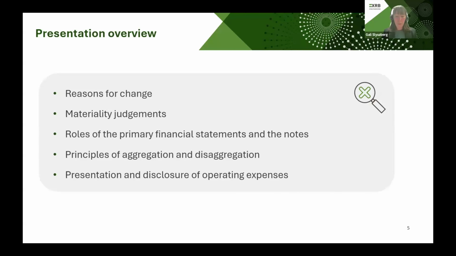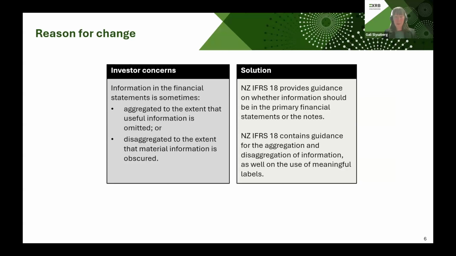So let's first take a look at why the International Accounting Standards Board, the IASB, developed the enhanced requirements for the grouping of information in IFRS 18. The IASB had heard from investors that information in financial statements can sometimes be so aggregated that useful detail is omitted. Conversely, sometimes information is so disaggregated that material information is obscured. This can happen when so much detail is provided that it can be hard for users to find the information that they really need for their decision making.